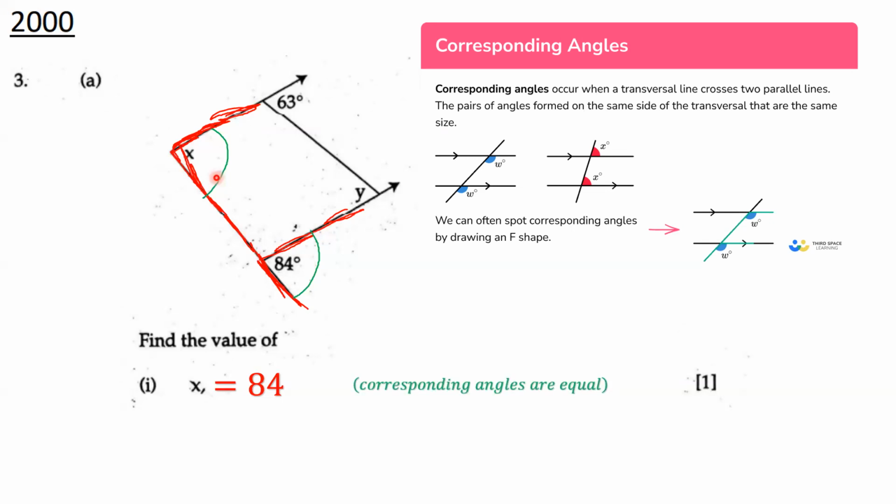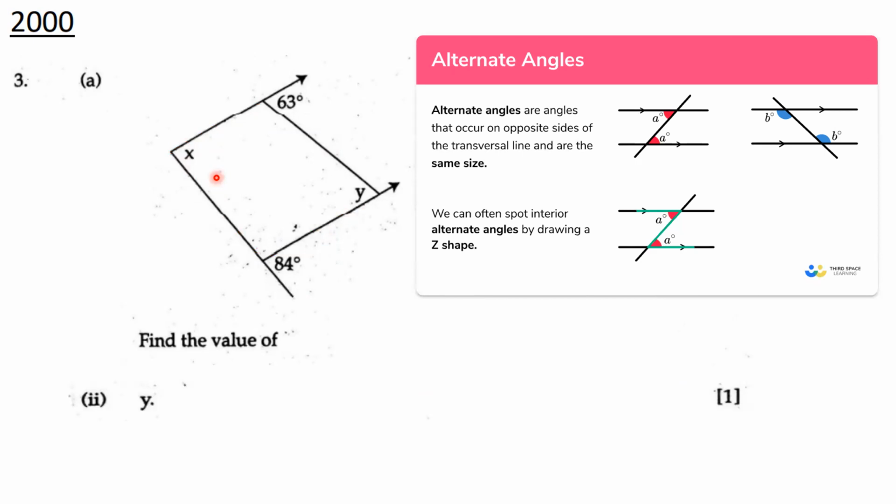All right, moving right along. The reason is because corresponding angles are equal. Now we have Y. For this one, if this is an alternate interior angle, or alternate angle, we know that alternate angles form a Z shape. So if we look here, we have the Z. Alternate interior angles are equal to each other. They not only form a Z, but they are equal.